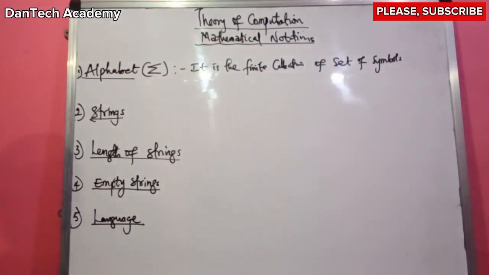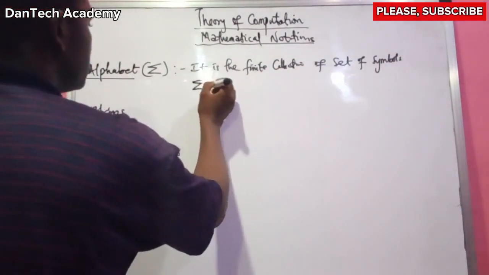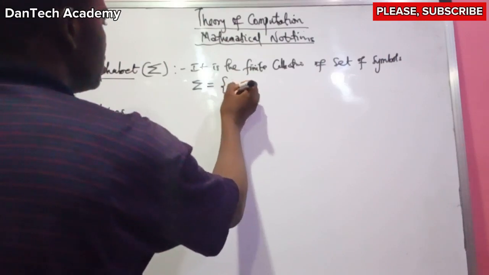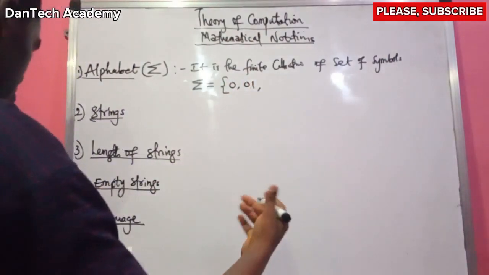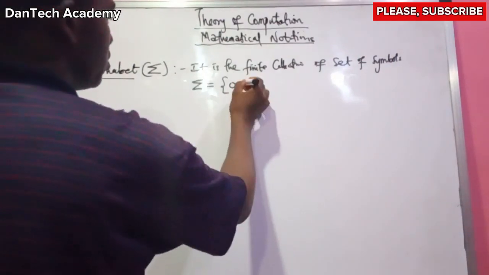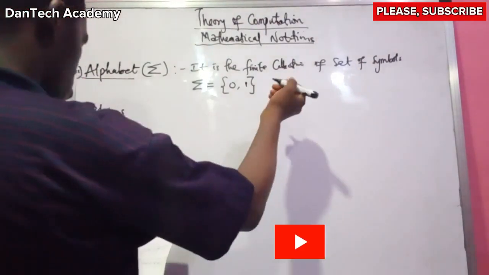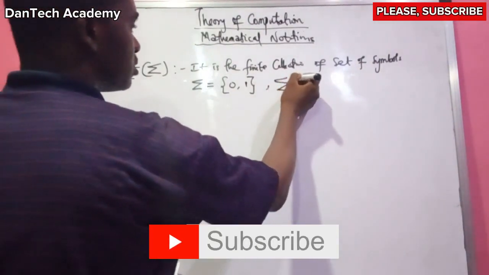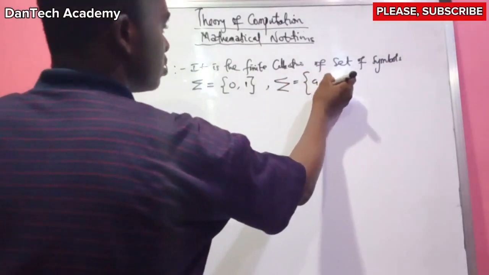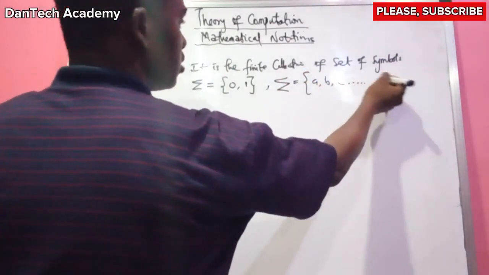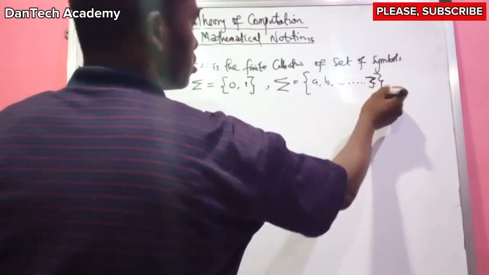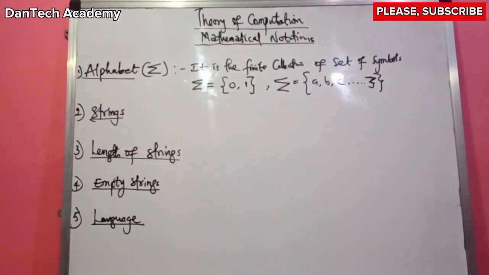And when we say symbols, an example of what I mean is 0 and 1. From this 0 and 1, we can generate other ones. Or we could also say something like A, B, C, down to Z. It depends on whatever type of symbols you want to use. So that is what an alphabet is: a finite collection of sets of symbols.